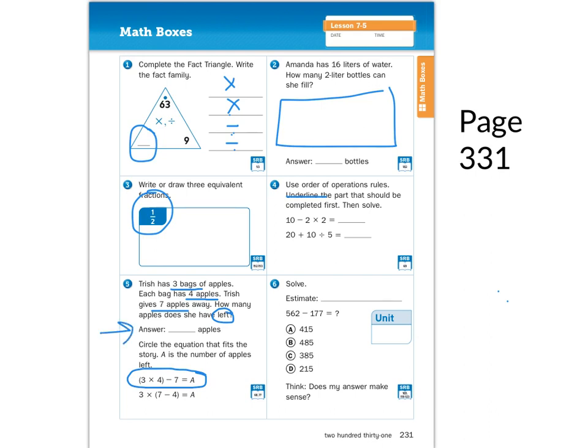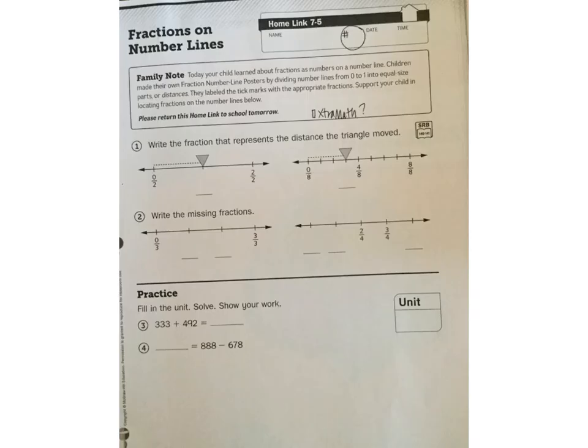Go ahead for this next one. You're going to do estimation right here, and you are going to use this as your problem. Figure out which one of these is the correct answer, and remember, does my answer make sense? Check your estimate to your answer and fill in the unit box. All right, I'm going to turn to the homework next to give you some tips on that.